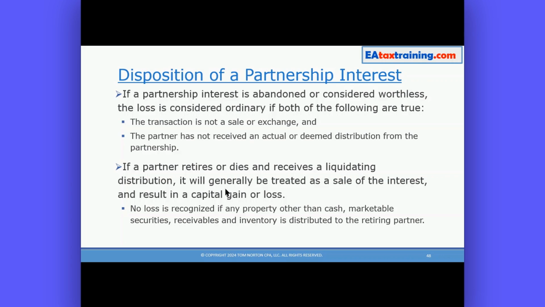No loss is recognized if any property other than cash, marketable securities, receivables, and inventory is distributed to the retiring partner. So you can only take a loss if you are receiving those types of property: cash, marketable securities, receivables, and inventory. If you're receiving any other type of property, then you cannot take a loss. That's what that is saying. But again, the general rule is if they retire, they get a distribution, then that will be treated as if it were a sale, and it will result in a capital gain or loss.